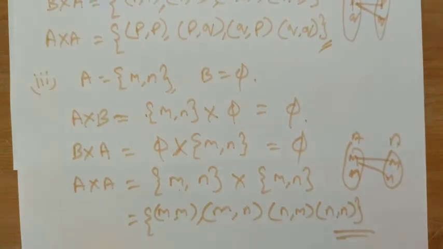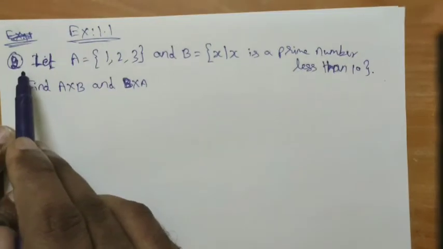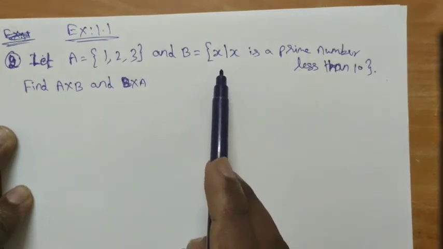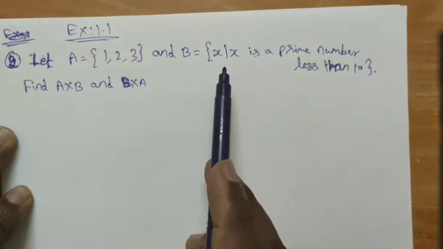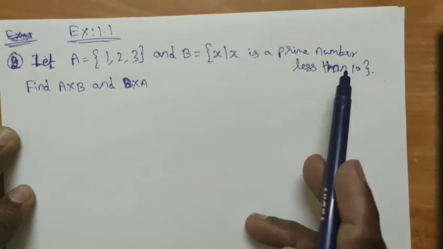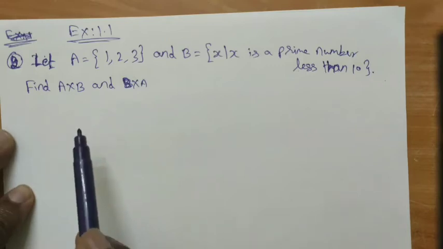Thank you students. Class 10, exercise number 1.1, question number 2. Let A be the set given as 1, 2, 3 and B be the set given in set builder form, that is x such that x is a prime number less than 10. Find A cross B and B cross A.